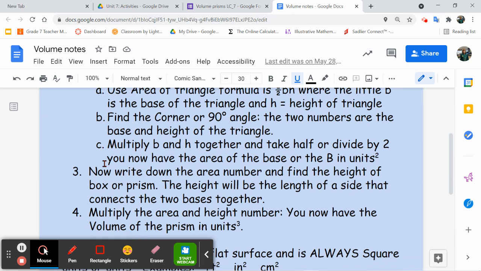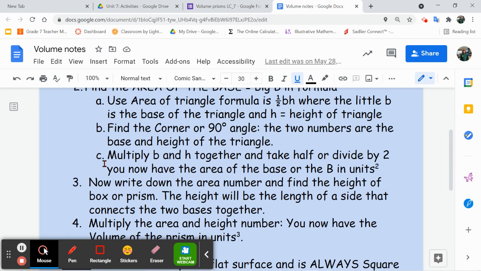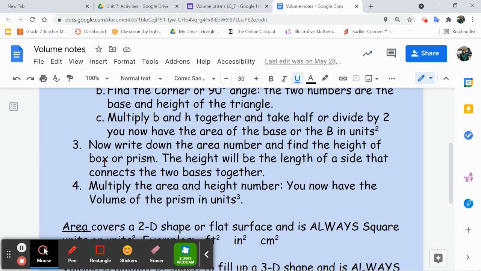All right, so you're going to write down that area number of the triangle, and then you're going to find the height of the box, which is called a prism. Remember, the height can be the length of the side that connects those two triangles together. It may not be up and down. It may be side to side if the triangular prism is not sitting on the base, okay? And you're going to multiply that height or length, whichever you see, times your big B number, your area of that triangle, and then you have your volume.